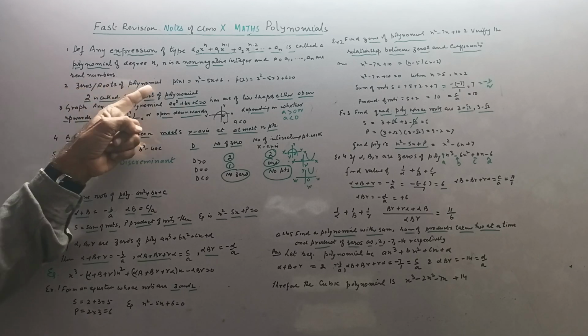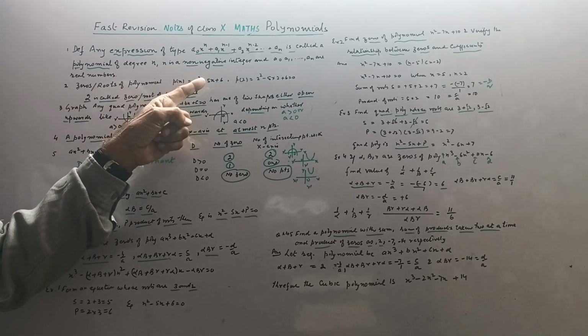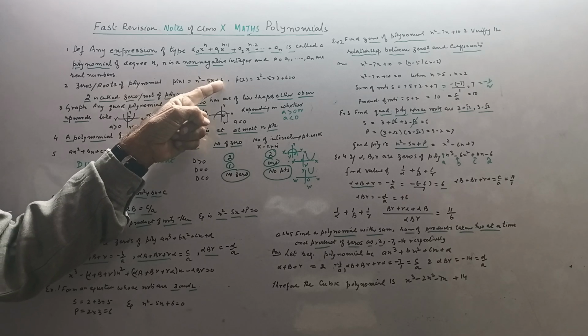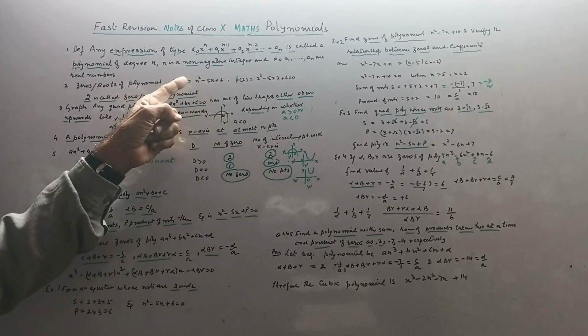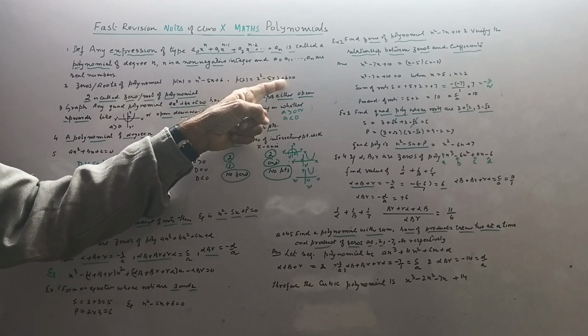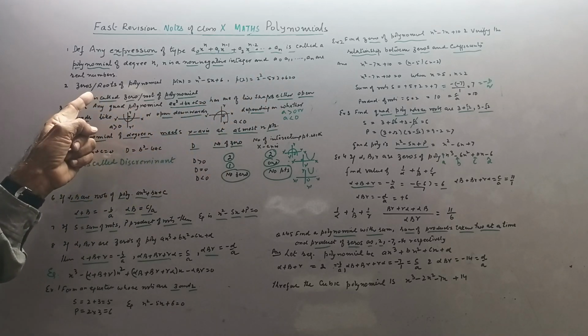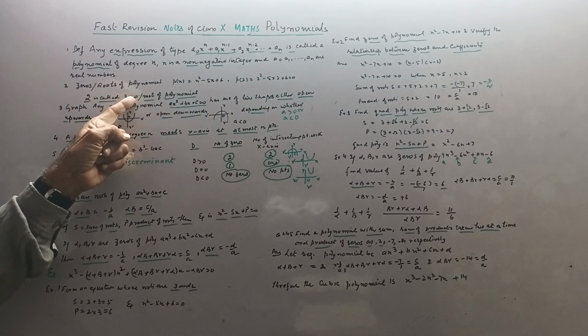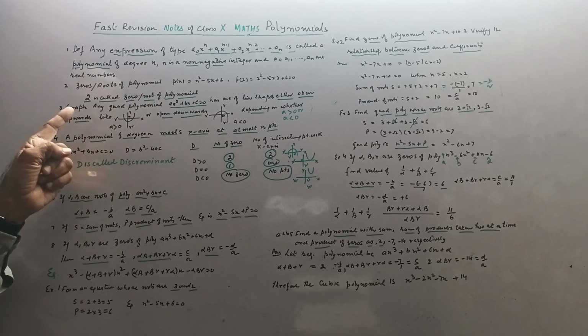Zeros and roots of polynomial. P(x) is equal to x square minus 5x plus 6. Now p(2), in place of x put 2, we get 2 square minus 5 into 2 plus 6 equal to 0. So 2 is called zero or root of polynomial.